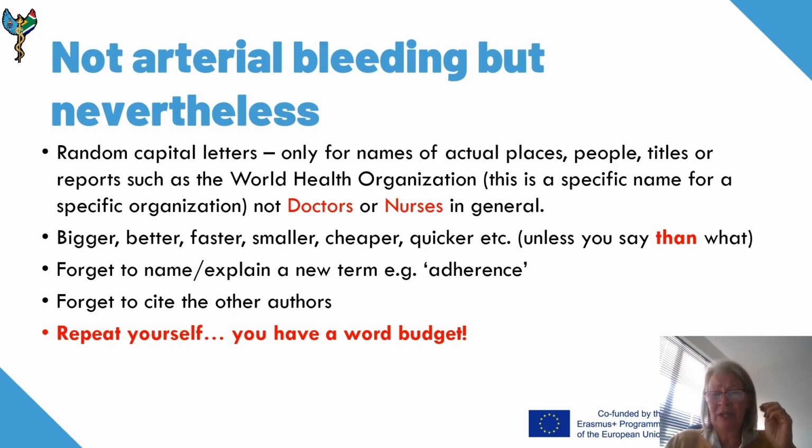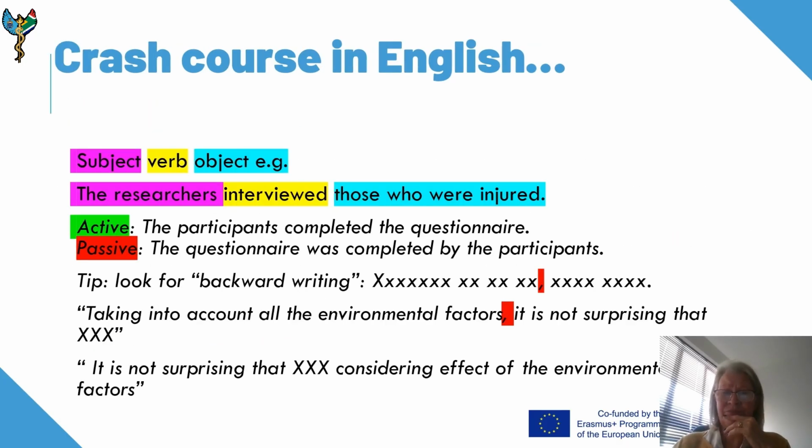Don't forget to cite your other authors, and don't repeat yourself. Look at your headings. If your heading says data management, then you only write about the data management. You don't tell me or the reader why the study was important. That you did earlier on under justification perhaps, but you don't repeat things in the wrong place, and you don't say the same thing over and over again. You have a word budget, so be very careful.